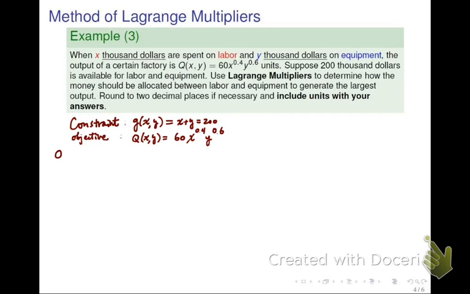The next thing we do is use the method of Lagrange multipliers, which says that the derivative of the objective function with respect to x should be equal to some constant lambda times the derivative of the constraint function with respect to x. If you do that algebra, for q sub x, you will get 60 times, and you bring this 0.4 down from the x, and you subtract 1 on the power to get x raised to the negative 0.6. Y in this case is a constant, therefore you leave it alone, it just sits right next to it.